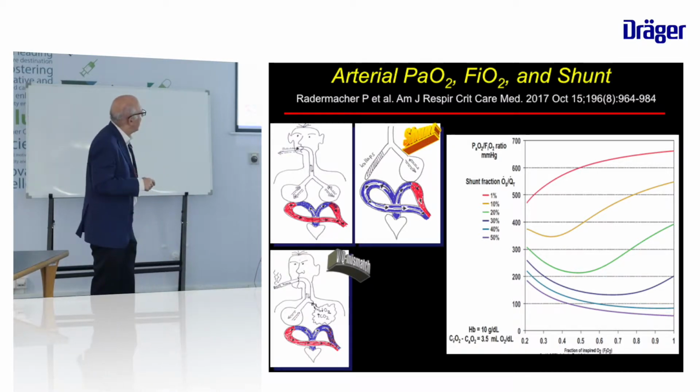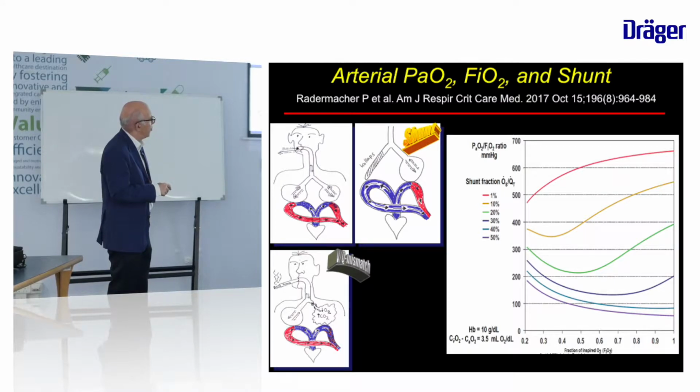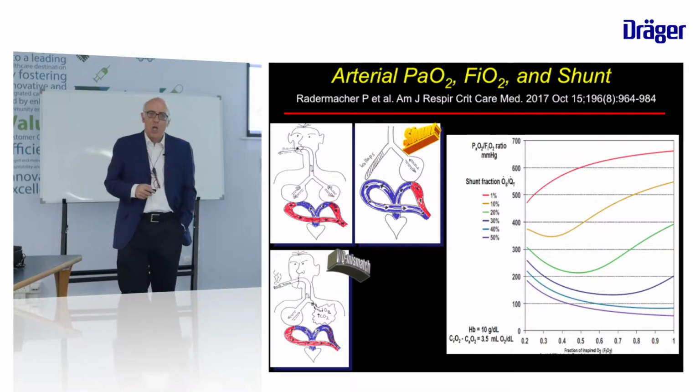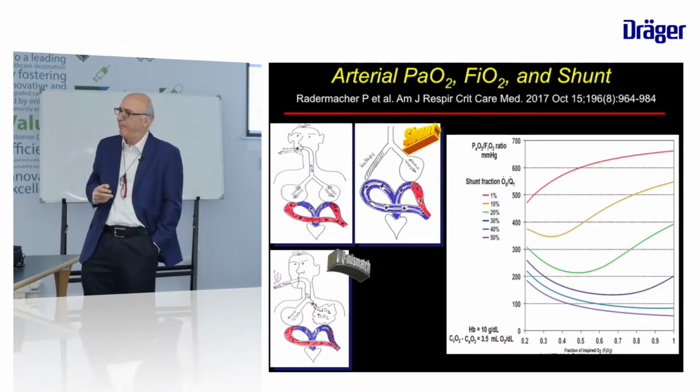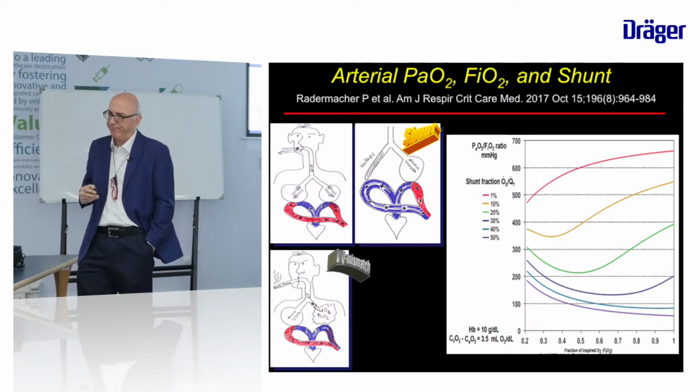You see here the PO2-FiO2 ratio and the inspiratory oxygen fraction, and this is the shunt fraction. If patients are ventilated in air, you can very nicely discriminate those patients who have a higher amount of shunt or a lower amount of shunt. If you have a high amount of shunt, you have a PO2-FiO2 ratio around 150, which means a PO2 around 50, so saturation is around 88 in air.